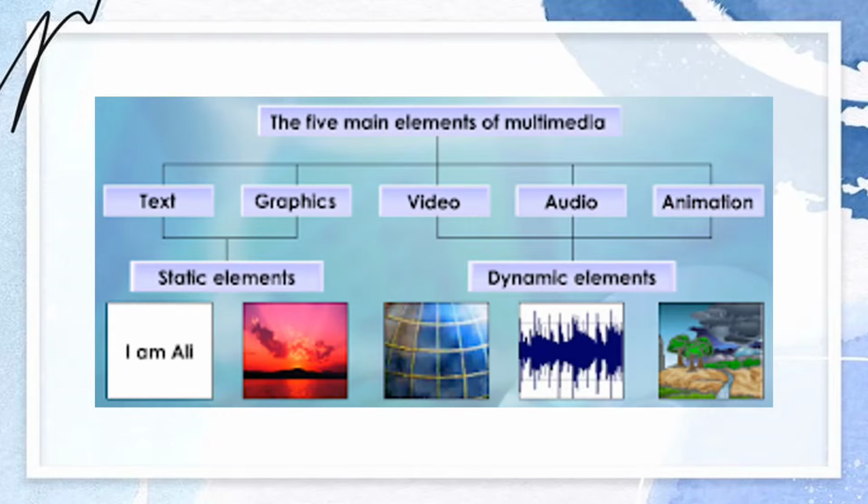These are the 5 main elements of multimedia with 2 kinds of elements: the static elements, which are the text and graphics, and the dynamic elements, which are the video, audio, and animation.